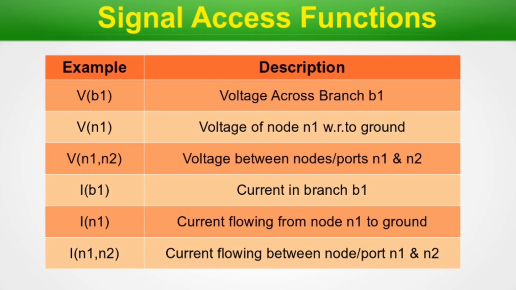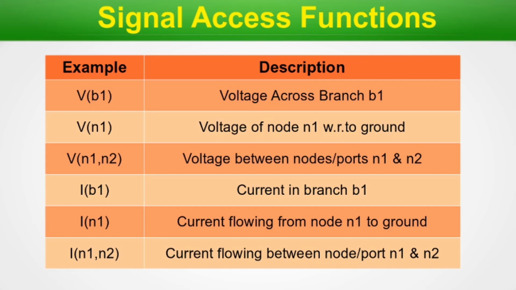They are written in a similar way, but B1 is a branch. We discussed branch in our previous episodes. And the second one is of a node, or it could be a port also. But here the voltage is measured with respect to the ground. The third one, VN1, N2, is the voltage between the two nodes or ports N1 and N2.